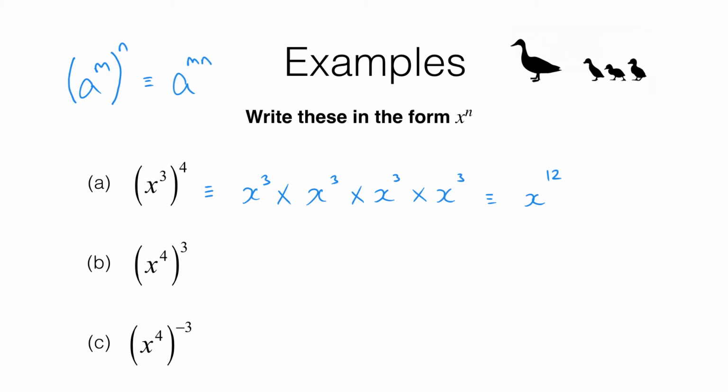Here's what you should have got. For B, x to the power of 4 to the power of 3 is x to the power of 4 times 3, which is x to the power of 12. Notice, this is exactly the same answer that we got for question A. For question C, the answer is going to be x to the power of 4 times negative 3, which is negative 12.